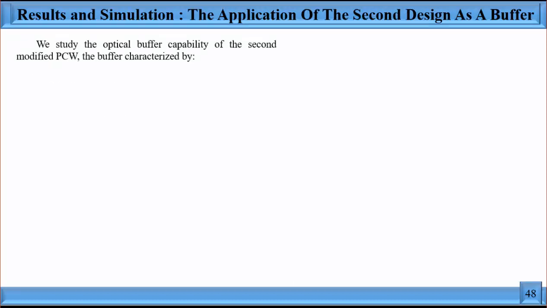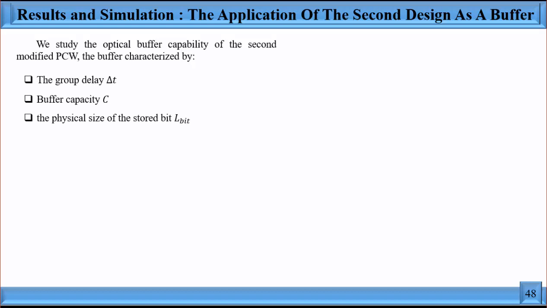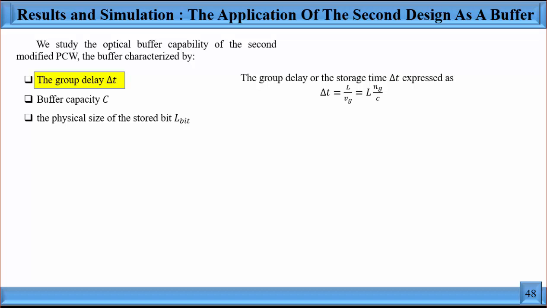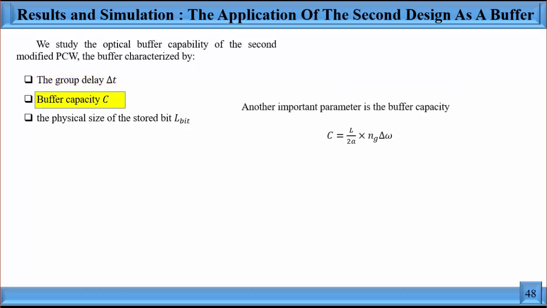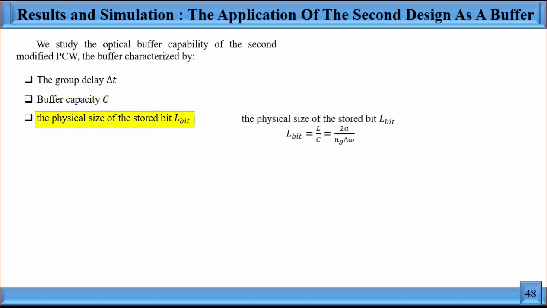Slide 48. We study the optical buffer capability of the second modified PCW. The buffer is characterized by the group delay, or the storage time increment, expressed as delta T equals L/Vg equals L·Ng/c. Another important parameter is the buffer capacity C, where C equals L/2a times Ng times delta omega. The physical size of the stored bit, L bit, equals L/C equals 2a/(Ng delta omega).